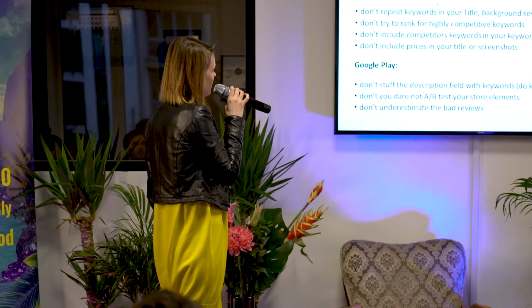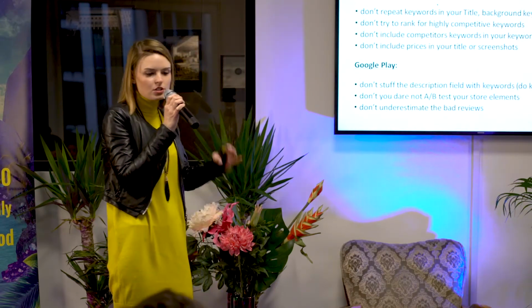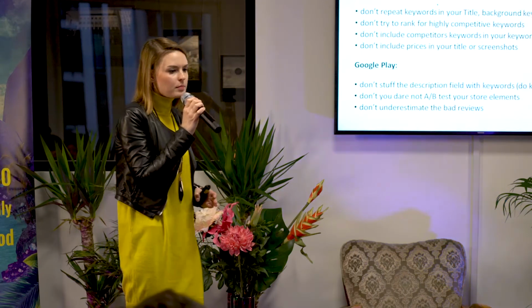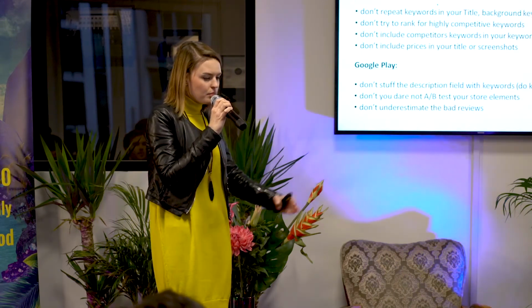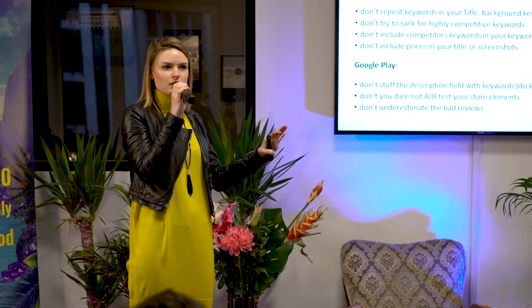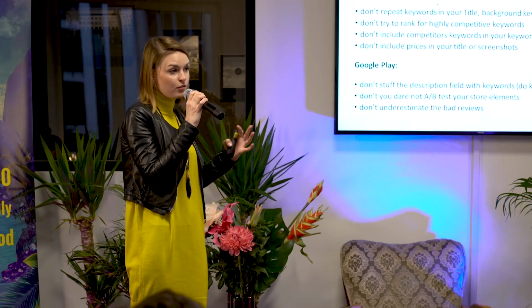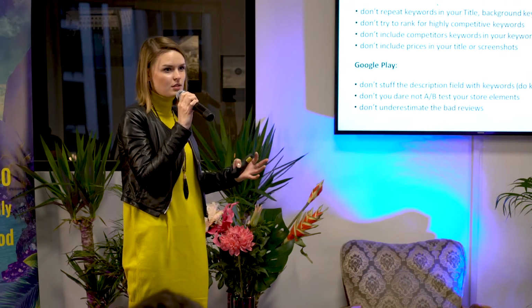Google Play. Don't stuff the description field with keywords. Don't just repeat any words, it looks horrible. People don't like it, and it can really be against you. Rather than that, count on keyword density. Repeat the keywords, but in a nice, fluent way in the text. You have 4,000 characters, so you have a lot of space to play with these keywords.